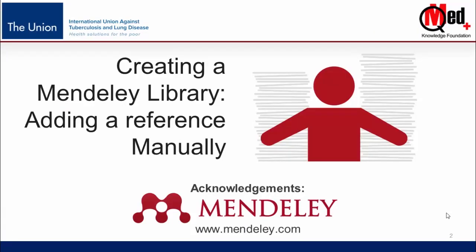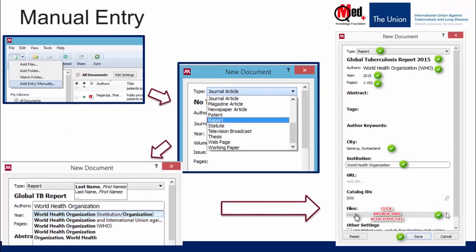In this video, we will demonstrate how to enter a reference manually into a Mendeley Library. Manual entry can be done for all types of bibliography: journal article, book, report, web page, blog, etc. However, for journal articles, there are more efficient and simpler ways available, whereas manual entry is usually the only option to add reports or guidelines or any such documents to your library.